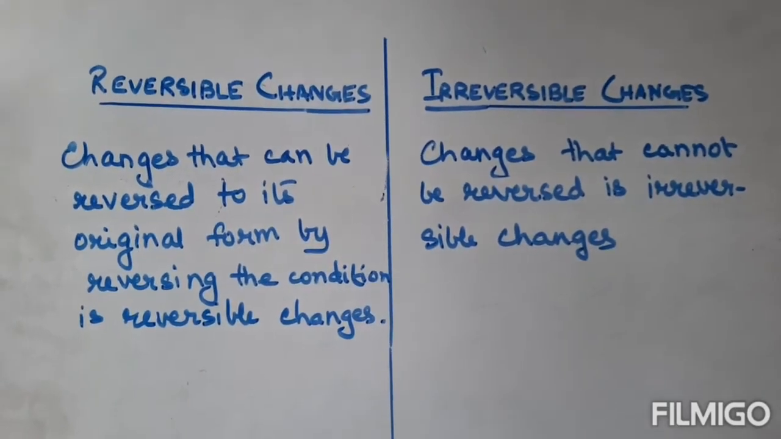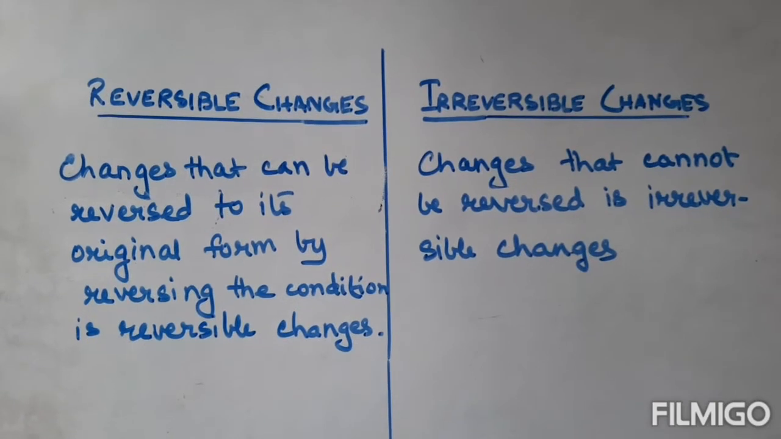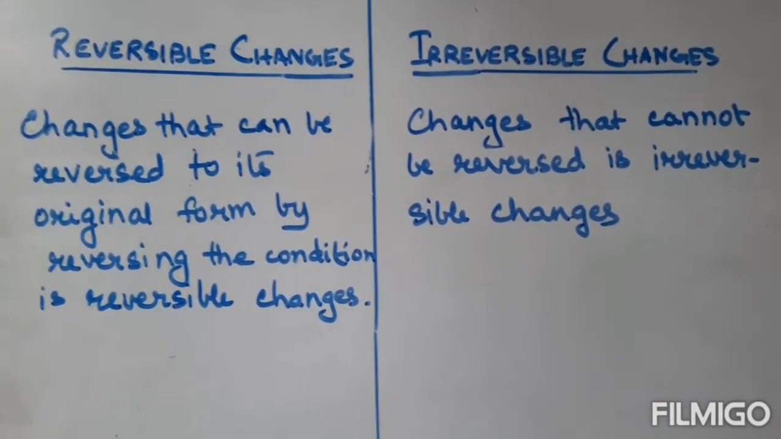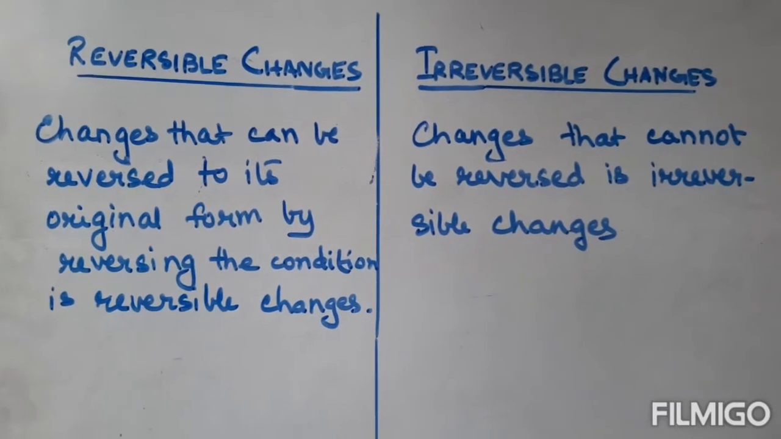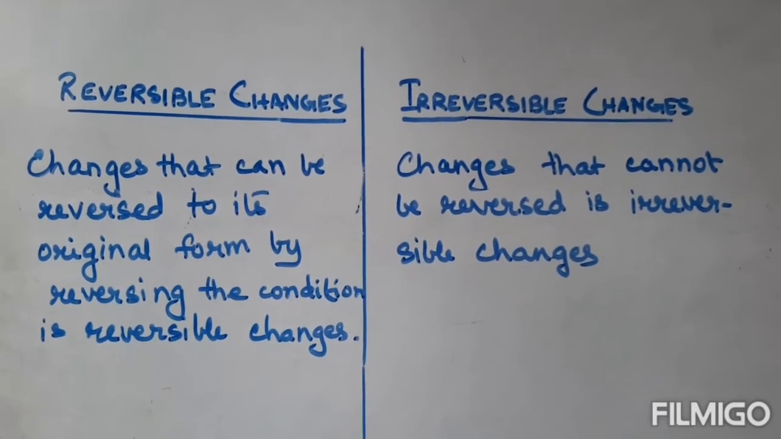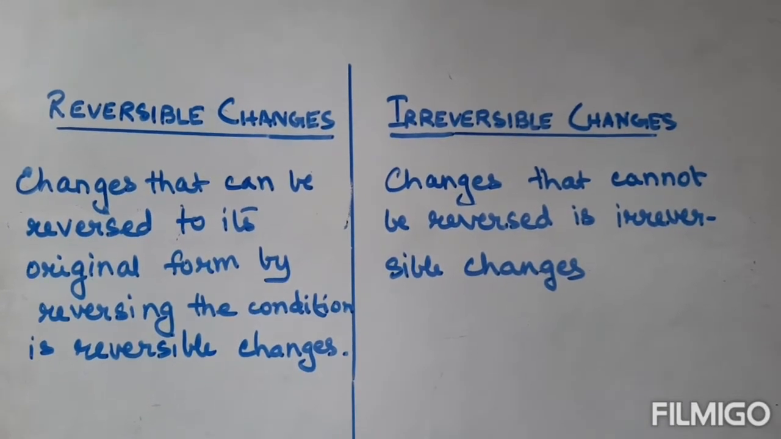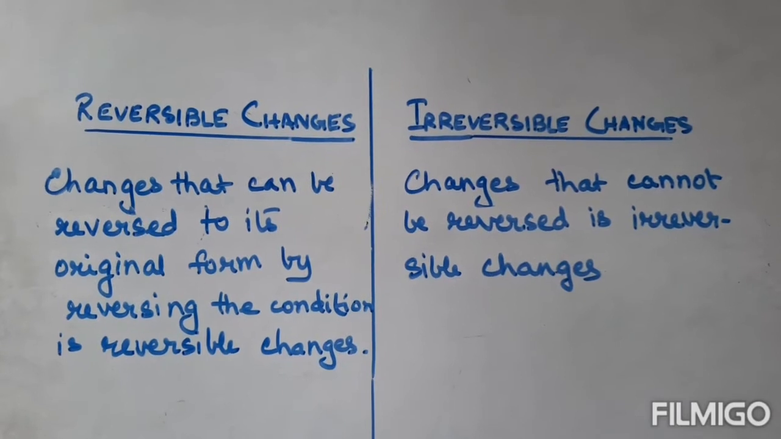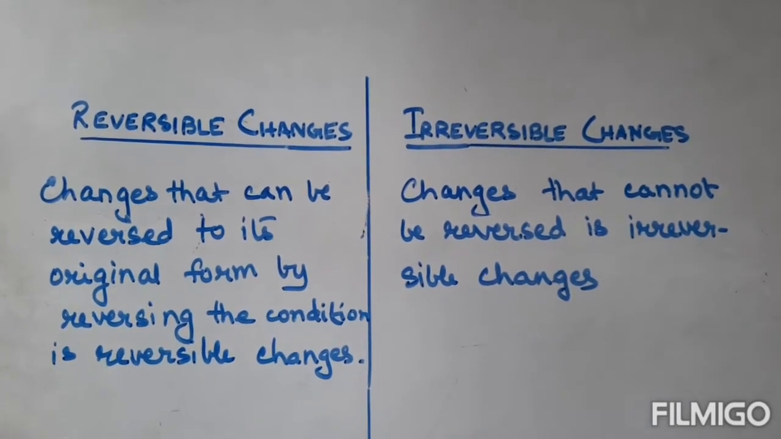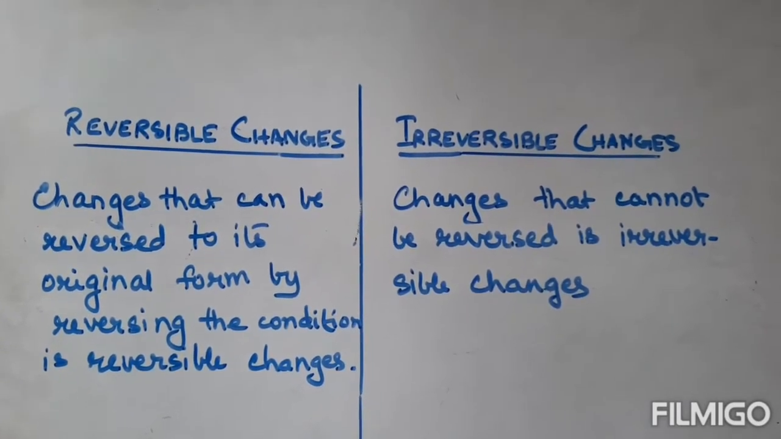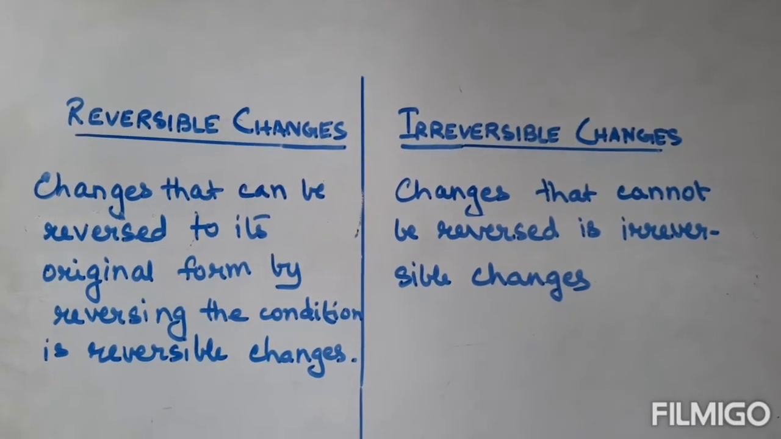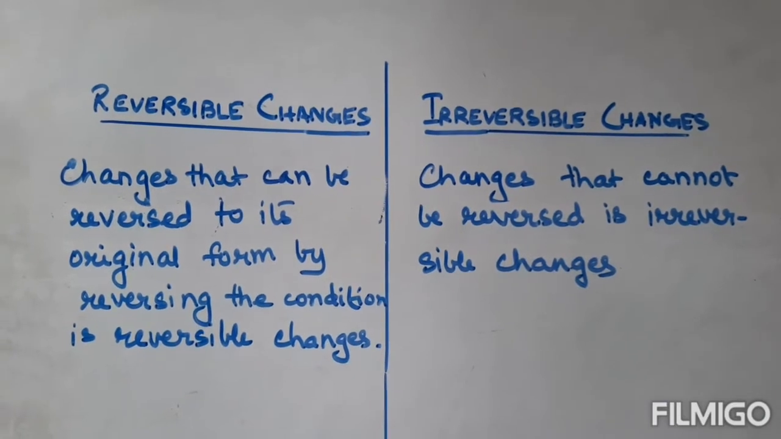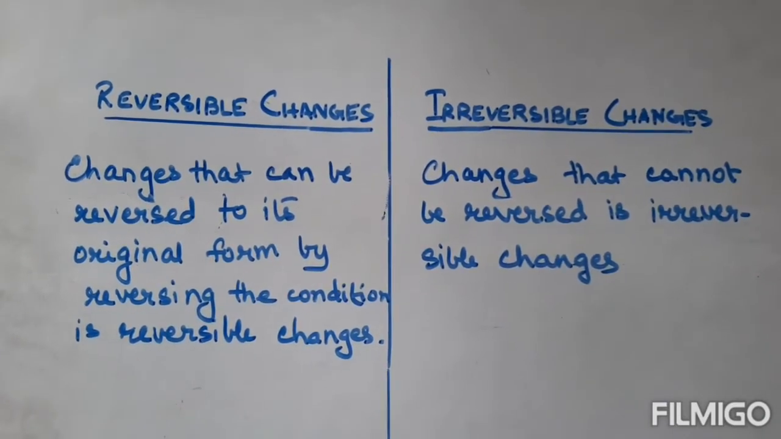Reversible changes like evaporation of water, it changes to water vapor. When water vapor is cooled, it comes back to its original state of water. Glowing of an electric bulb, when you switch on, it glows. When you switch off, it does not glow. Stretching of a rubber band, it changes its shape, but when the condition is withdrawn, it comes back to its original form.